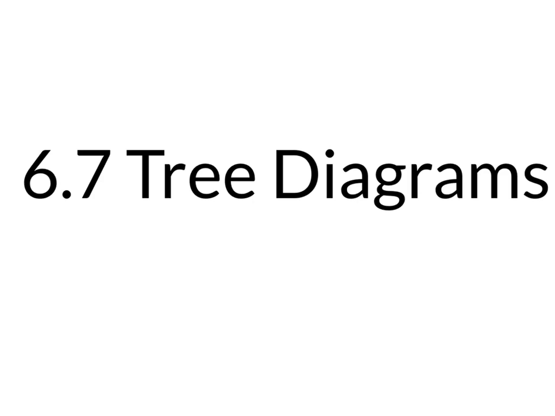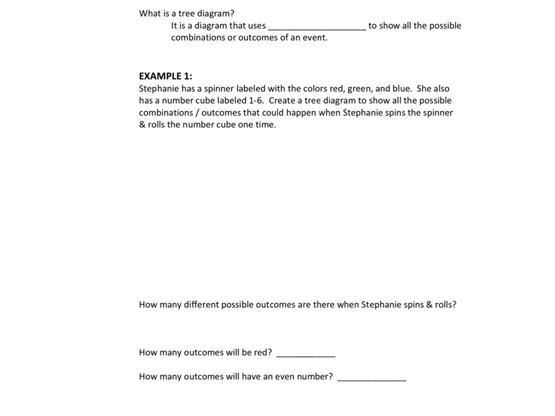Today we're going to talk about tree diagrams. What is a tree diagram? A tree diagram is a diagram that uses branches to show all the possible combinations or outcomes of an event.